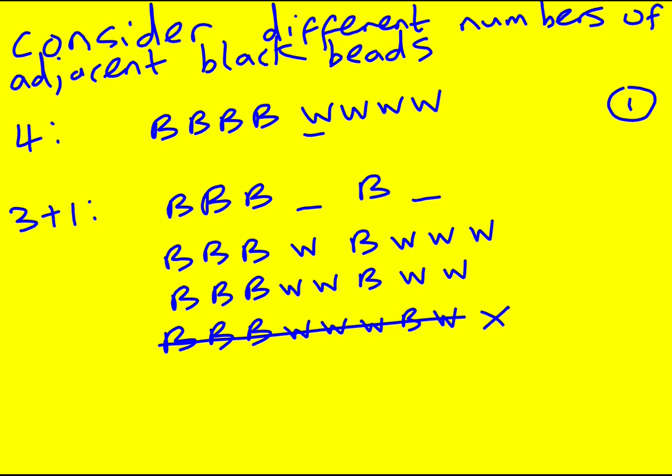1 and 3 whites, 2 and 2, or 3 and 1. But like we said, that's going to be the same. So there's going to be two possibilities here.